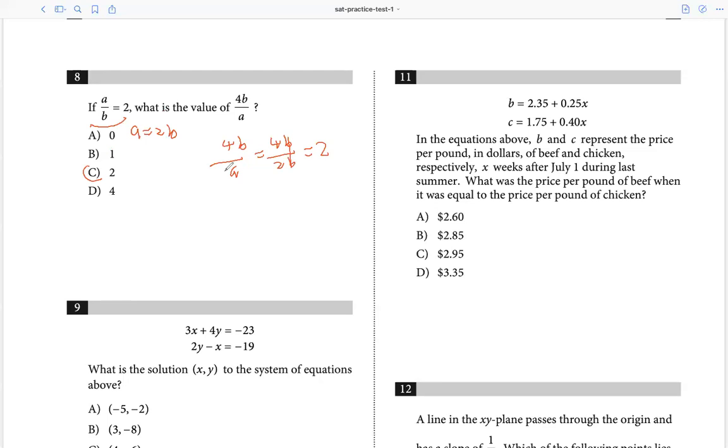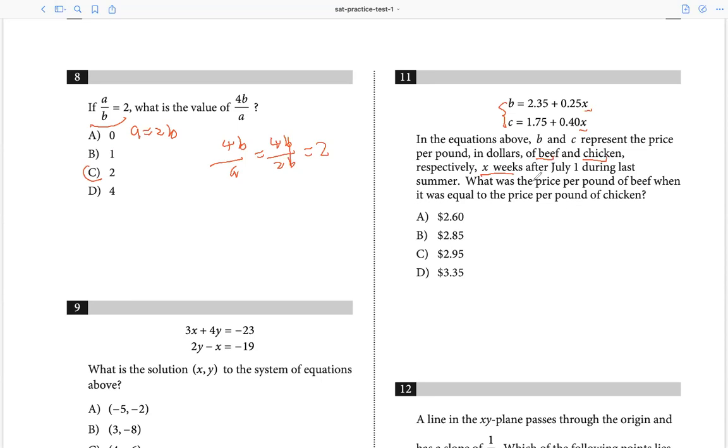Let's see 11. In 11, we're given 2 equations, right? So the question says, in the questions above, B and C represent the price per pound in dollars of beef and chicken respectively, X weeks, so the X is a variable.